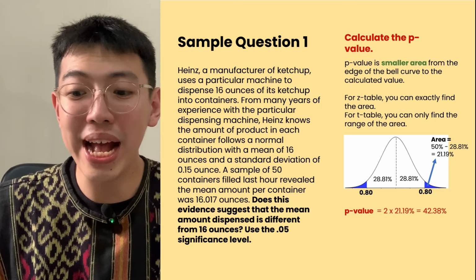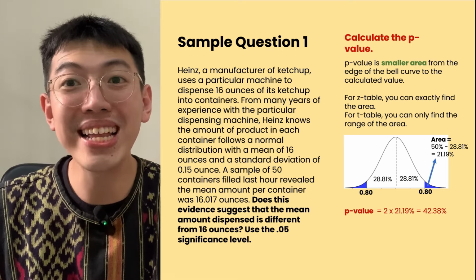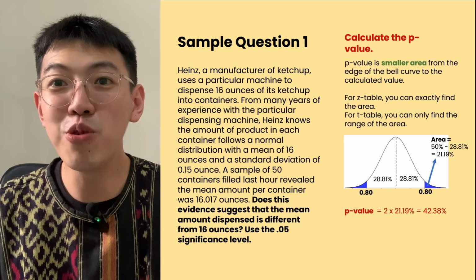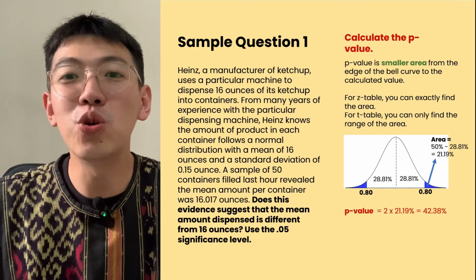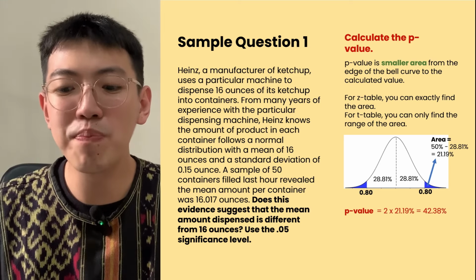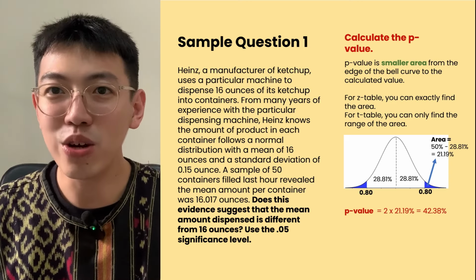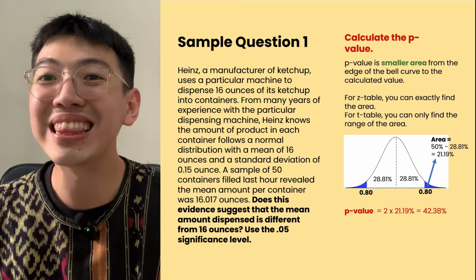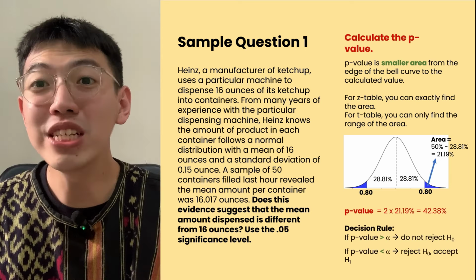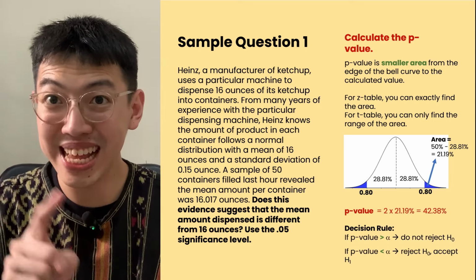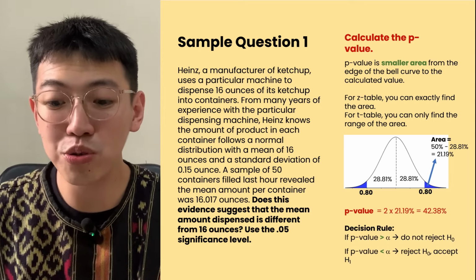But don't forget, it is two tails, so there will be two blue areas. If the right blue area is 21.19%, the left blue area will be the same. So the total p-value will be 2 times 21.19%, which equals 42.38%. Using this p-value, you can actually make the decision and also the conclusion.